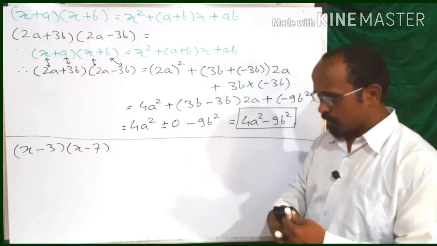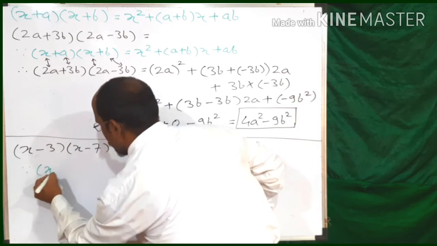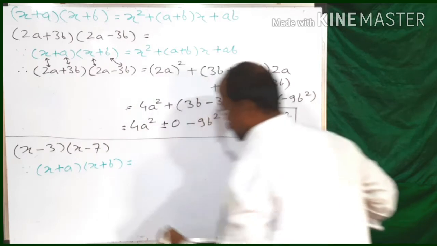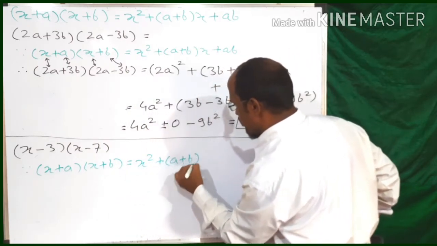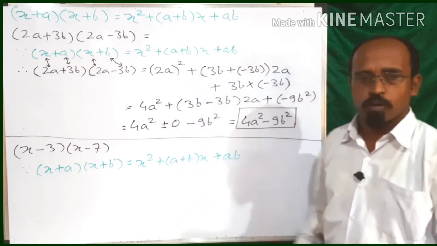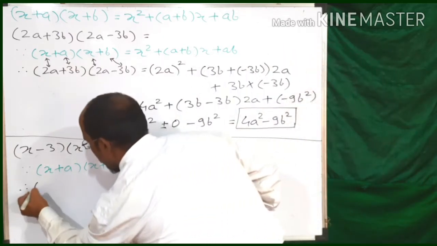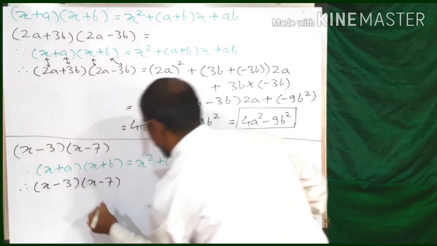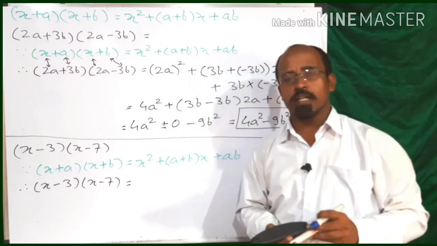The formula is: if (x + a)(x + b) is equal to x² + (a + b)x + a × b, then (x − 3)(x − 7) will be equal to... observe the question carefully.